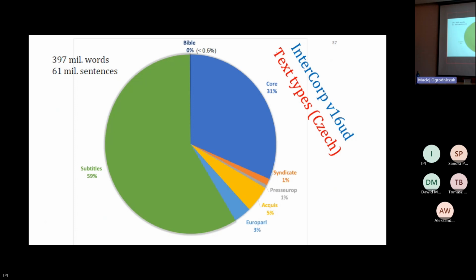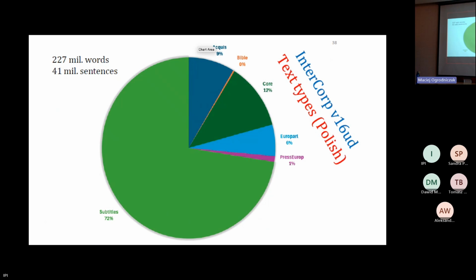Really the core part, which is the fiction and something else, yeah, so this is the best that you might have, for some people. So it's about 30%. And then you have some political commentaries, some news, some European law. That's the proceedings of the European Parliament, and then all the green is subtitles, which is almost 60%. So that's altogether almost 400 million words and 61 million sentences.